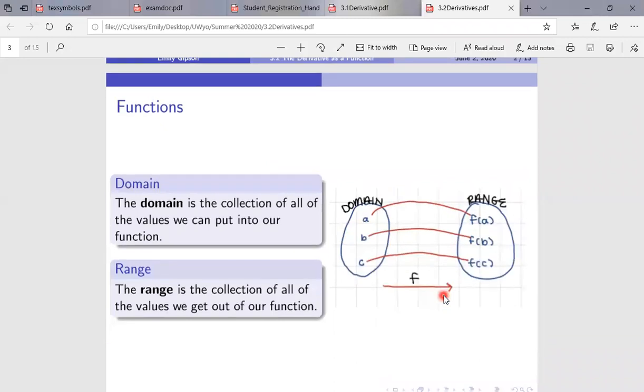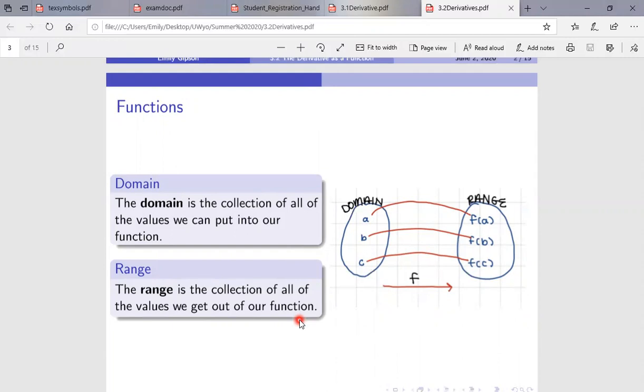The domain is the collection of all of the values that we're allowed to put in. So all of the things that are fair game as far as input. So here I've got a little bubble and I've got a, b, and c in it, and maybe more things live in this bubble. Maybe it's only a, b, and c, who knows? And f maps them to f of a, f of b, f of c. And it maps them to the range. And the range is the collection of all of the values we get out of our function.